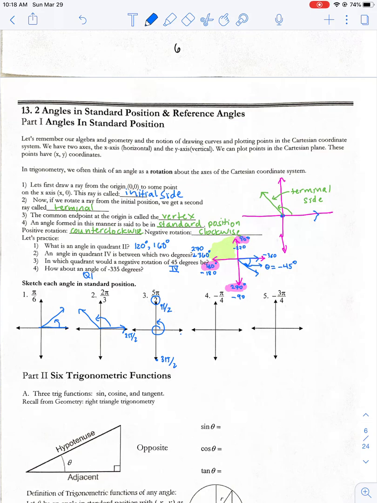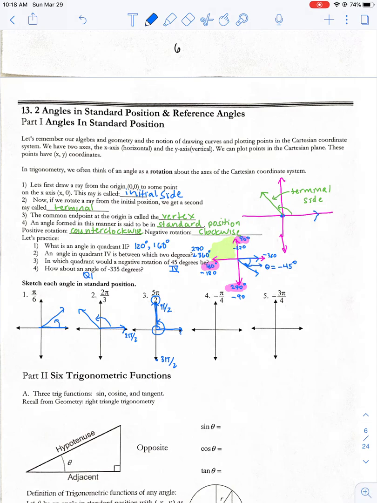Now to indicate the initial side, we would draw it on the positive x-axis. The terminal side would be on the positive y-axis. And we would draw a spiral to indicate that we went past. So in reference to our discussion on coterminal angles, this 5 pi over 2 would be a coterminal angle to pi over 2. It shares the same initial side and the same terminal side.